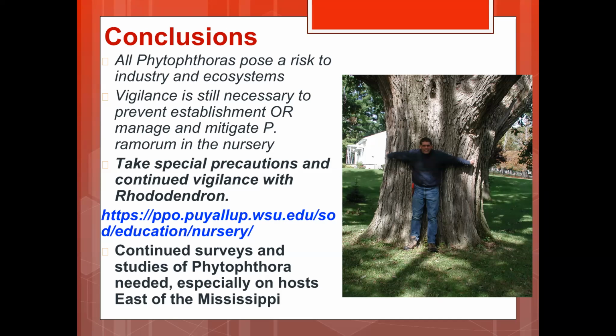We need to keep these surveys going. We need to make sure all of our Phytophthora are identified, so we don't say, oh yeah, that's just Phytophthora citricola, and it turns out we were wrong, and suddenly we've introduced ramorum all throughout the eastern part of the Mississippi. And I do think we need more studies on the eastern plant species, all of our oaks, and make sure we really understand what is going on.